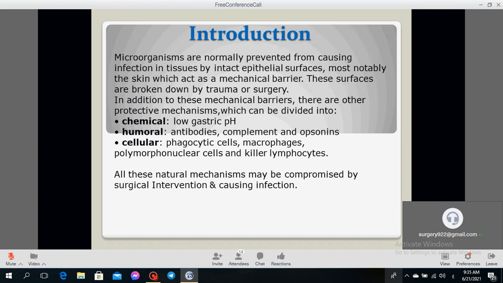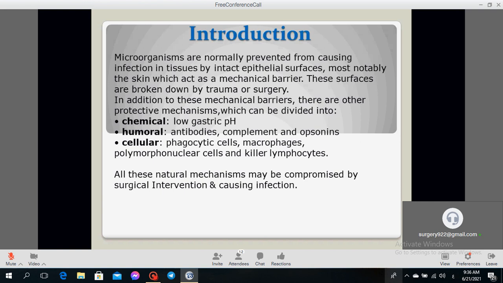Humoral, like antibody and complements. Cellular, like phagocytes, macrophage, and other lymphocyte and killer cell. These are the four barriers, natural barriers of a human being that prevent the infection process. So, if there is a break in one of these barriers, this may result in a different sort of infection. These barriers usually are compromised in a case of severe debilitating disease and infection, or in a case of surgical intervention.